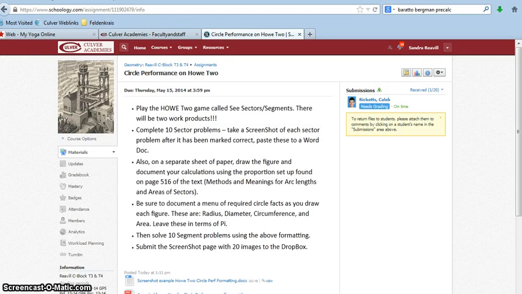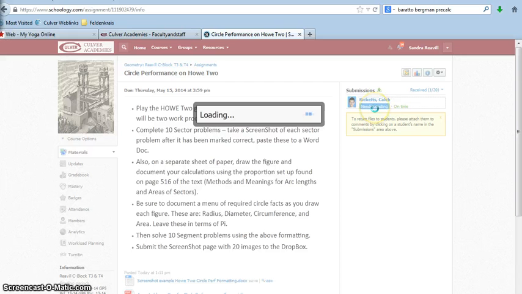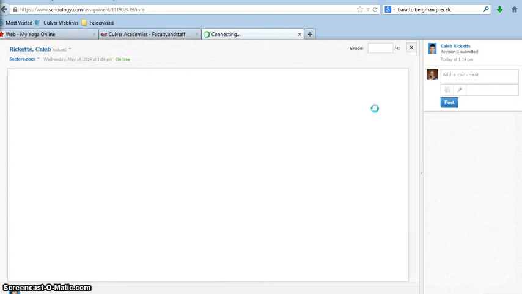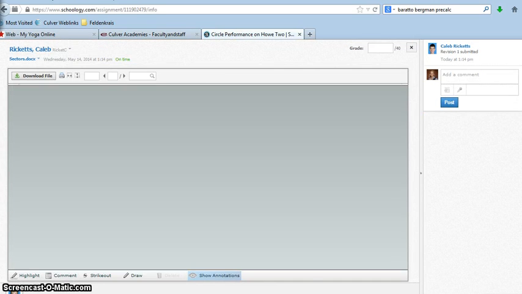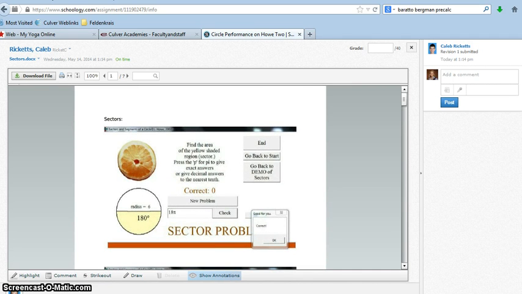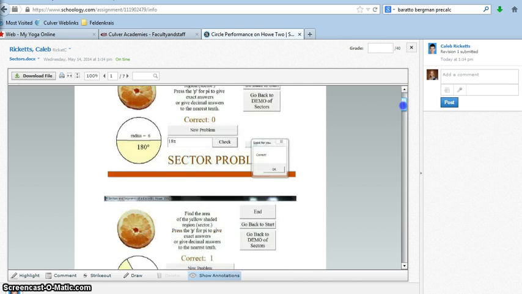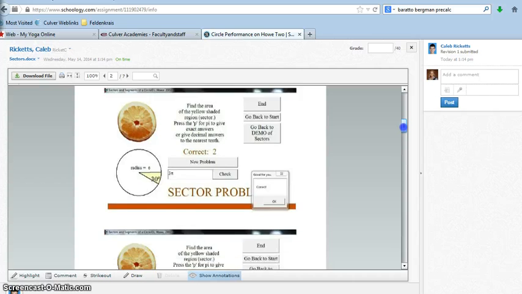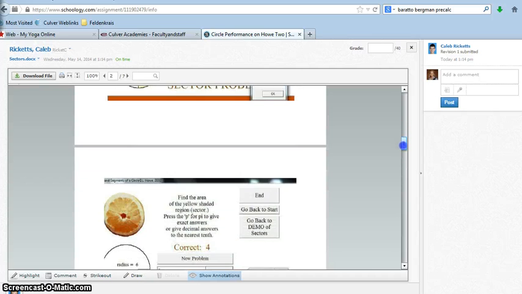Okay, we're going to take a look at the circle performance on Howe Two, specifically with regard to the areas of segments. That's the little piece that's left over when you have the area of a sector and you take away the area of a triangle. So this is the kind of document you're going to submit.